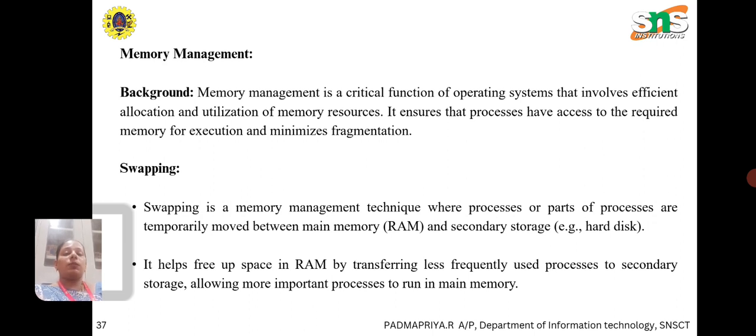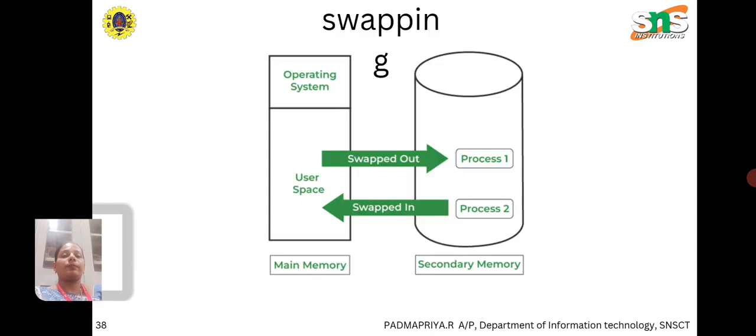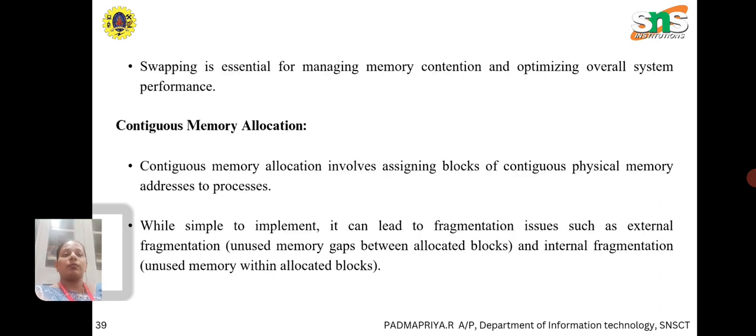Swapping. Swapping is a memory management technique where parts of the process are temporarily moved between main memory and secondary storage. It helps free up space in RAM by transferring less frequently used processes to secondary storage, allowing more important processes to run in main memory. Swapping happens between main memory and secondary memory. So swapping is essential for managing memory contention and optimizing overall system performance.